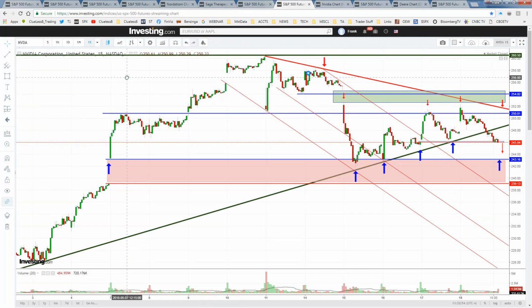NVIDIA. Now, this is a high beta momentum trading stock. I mentioned NVIDIA the other day, and this is a 15-minute chart. Good. So that's showing you the short term. NVIDIA was traded many, many times. So the other day we mentioned it was just on the 17th. We mentioned it on the 16th.